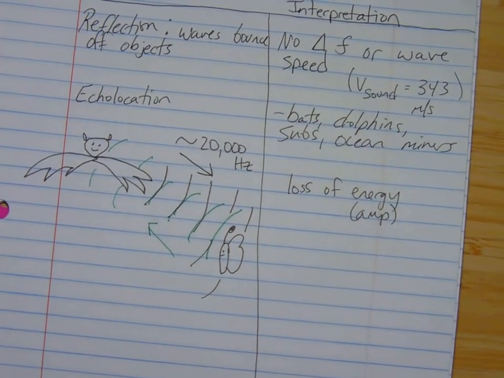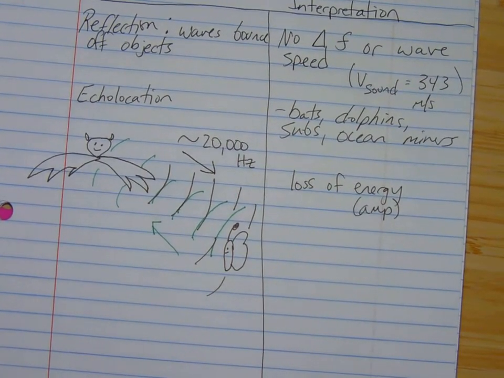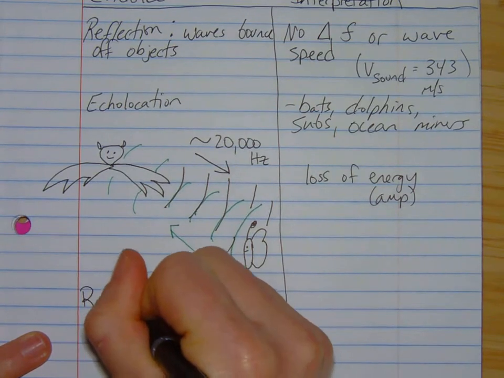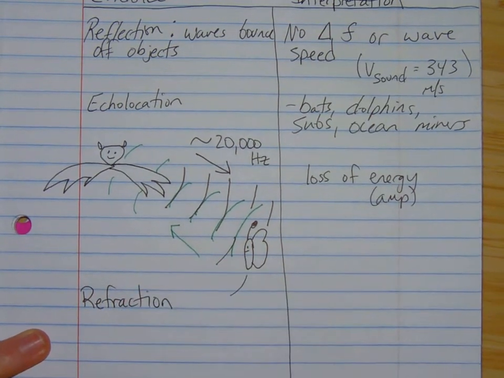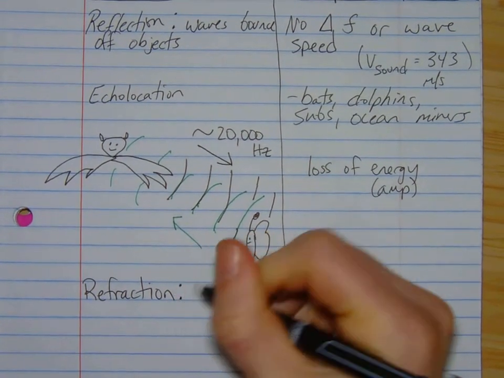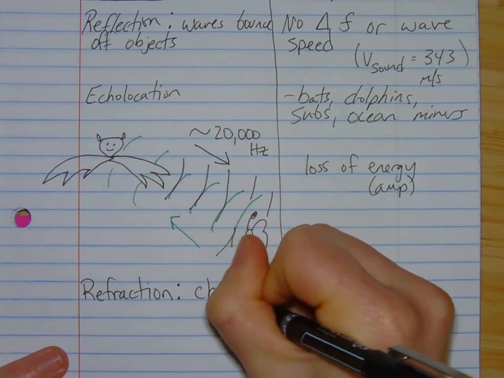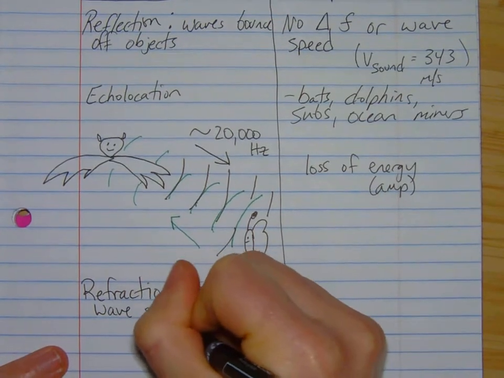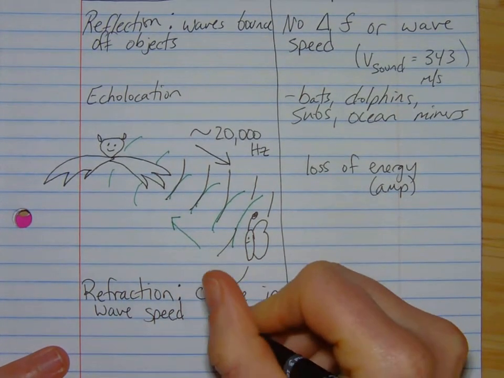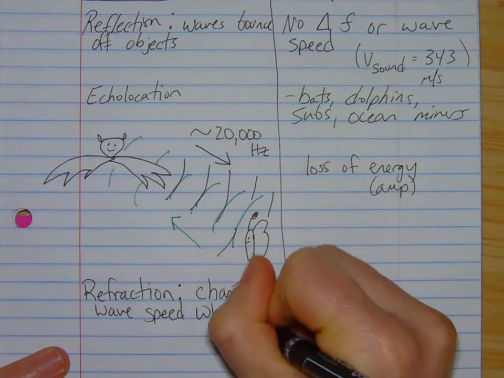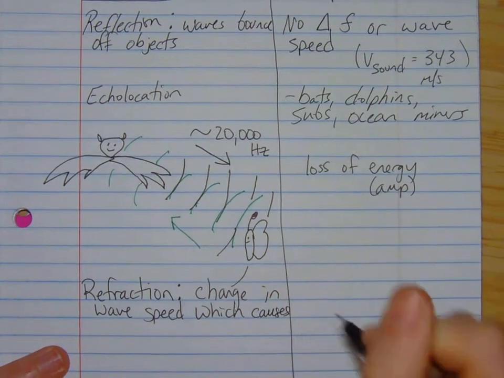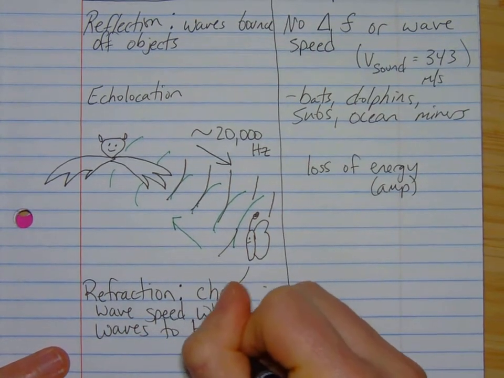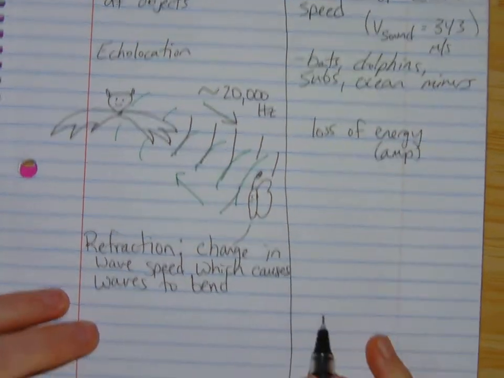Okay, bouncing the waves off, nothing changes except amplitude. The fancier one today is refraction. Okay, refraction. Refraction, straight up definition first. This is a change in wave speed, which causes waves to bend. Okay, so you got to think about what could possibly change the speed of a wave.